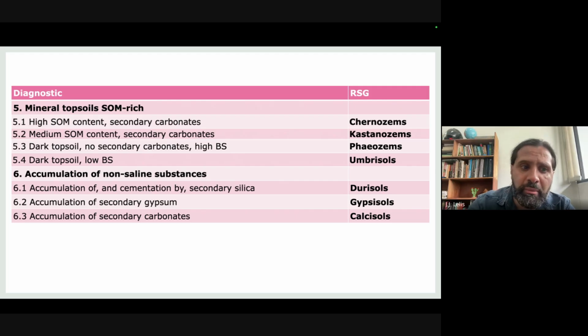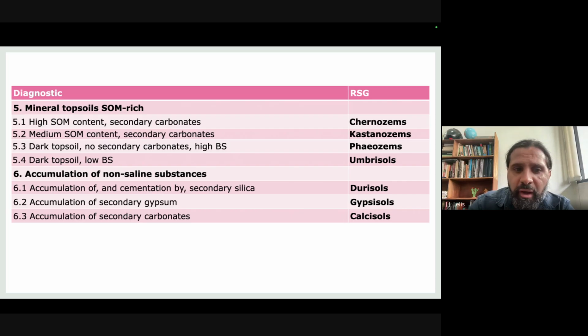If you register medium to low soil organic carbon content and secondary carbonates, you have the Kastanozems. If you register medium to low organic carbon content, just a dark horizon with no secondary carbonate but a high base saturation, you have the Phaeozems. If you register medium to low soil organic carbon content, a dark surface horizon, and low base saturation, you have the Umbrisols.